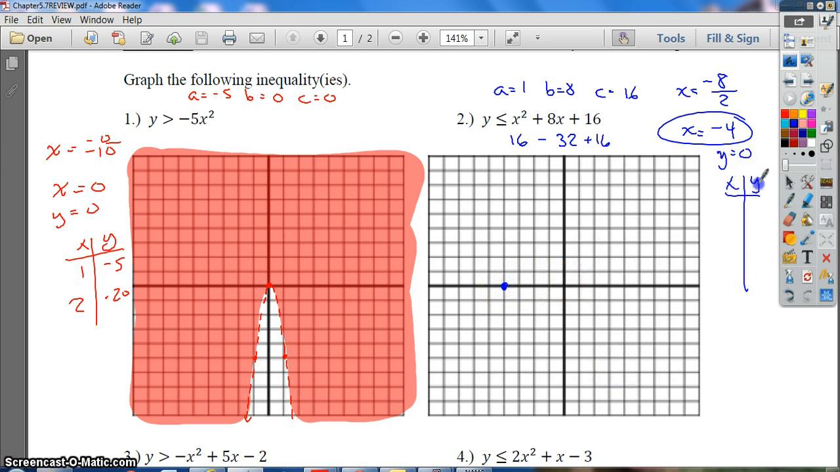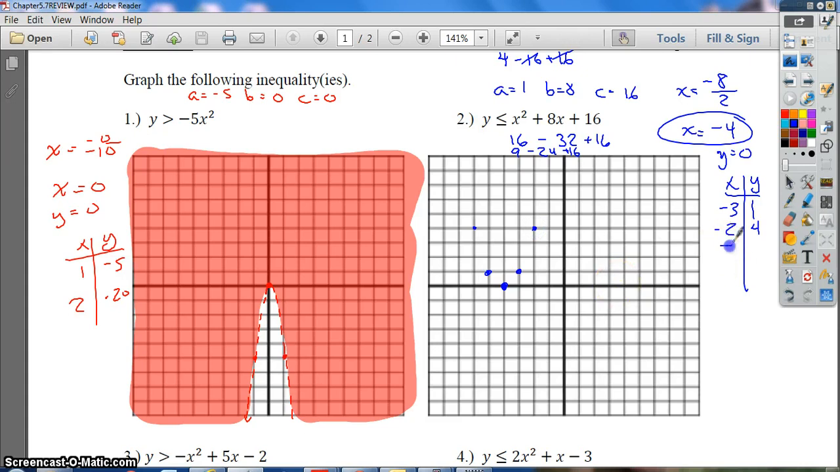I'm going to branch off of -4. I'm going to put -3 in. So that gives me 9 minus 24 plus 16. 9 plus 16 is 25, so that's going to give me 25 minus 24, which is 1. So -3, 1. Let's go ahead and put -2 in. That's going to give me 4 minus 16 plus 16. Those cancel out, leaving me with 4. So -2, 4.